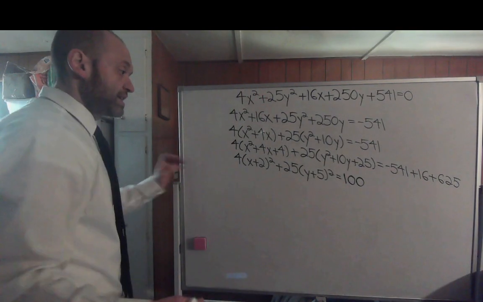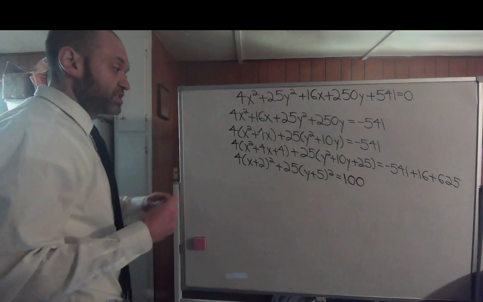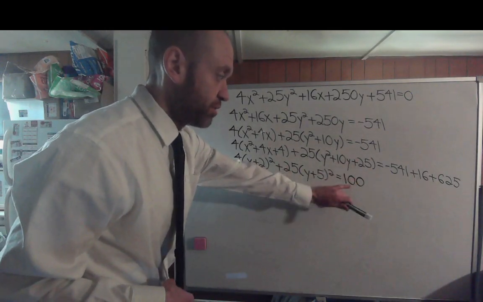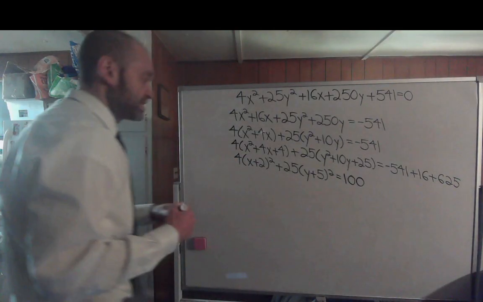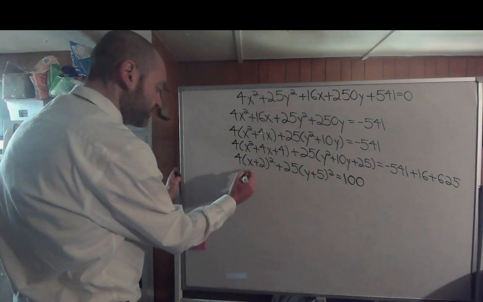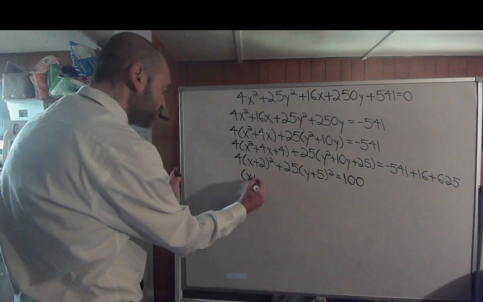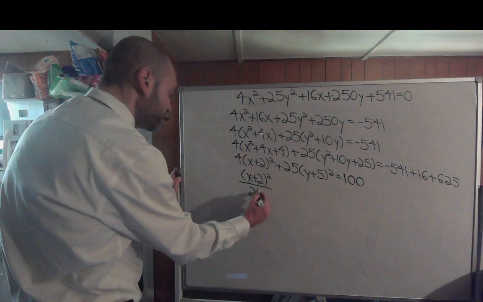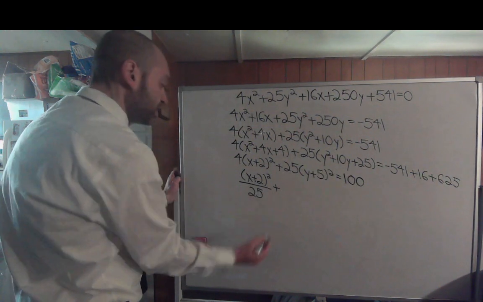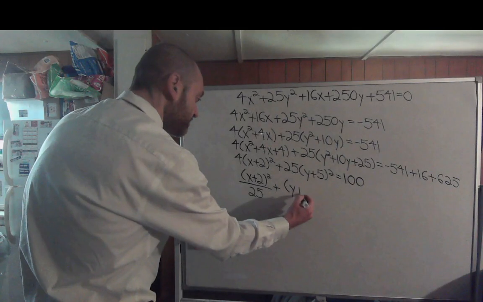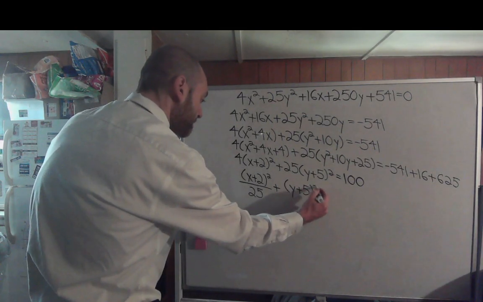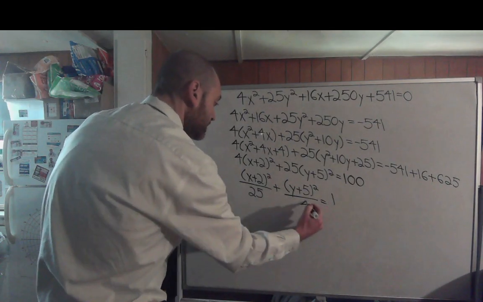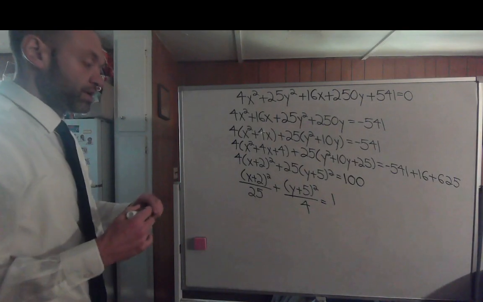So the right-hand side equals 100. Now to turn this into an ellipse we can work with, we'll divide both sides by 100, make the right-hand side equal to 1. So if you do that, you'll end up getting x plus 2 quantity squared divided by 25 plus y plus 5 quantity squared over 4 equals 1. Now we have a form we can work with.